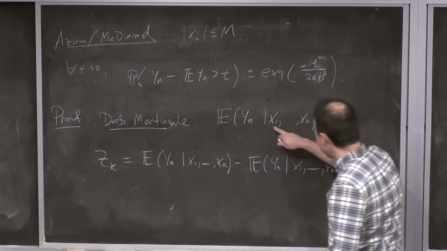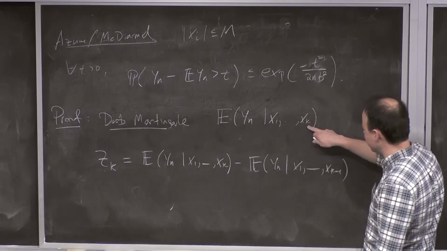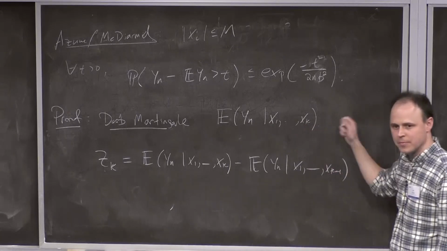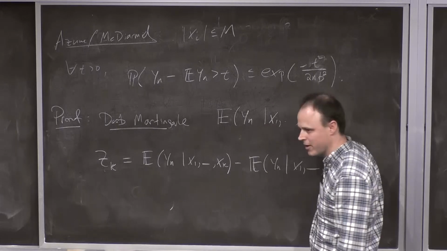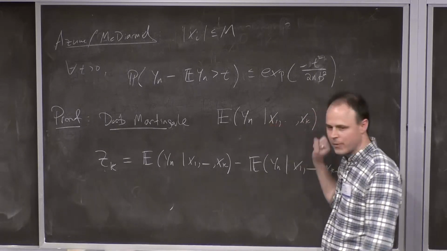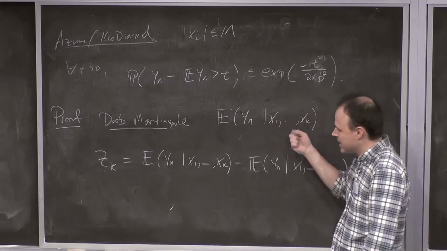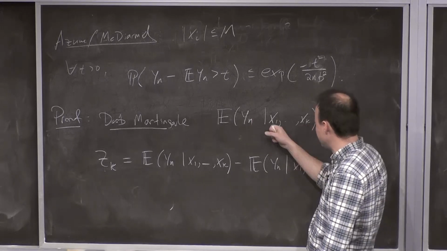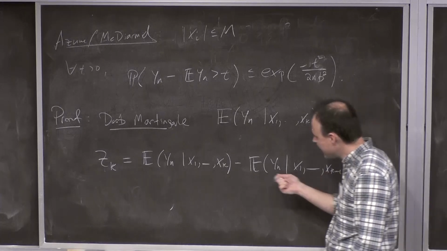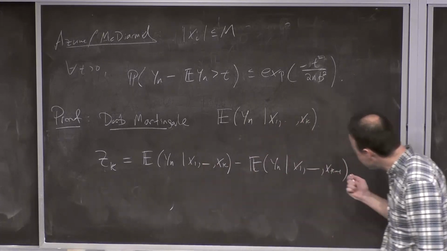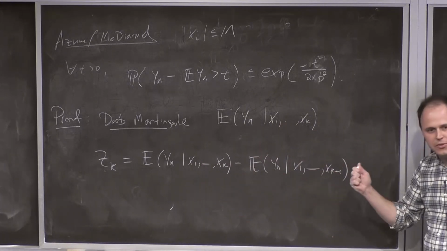You should think of this as you're freezing these random variables, and it's the expectation over the rest of them. Okay? And so this itself is a random variable, which is a function of x1 through xk. It's like the best mean squared estimate of yn that's a function of these random variables. And so what I'm doing here is I'm saying, how does the expectation change if I add the information from one of the random variables, xk?